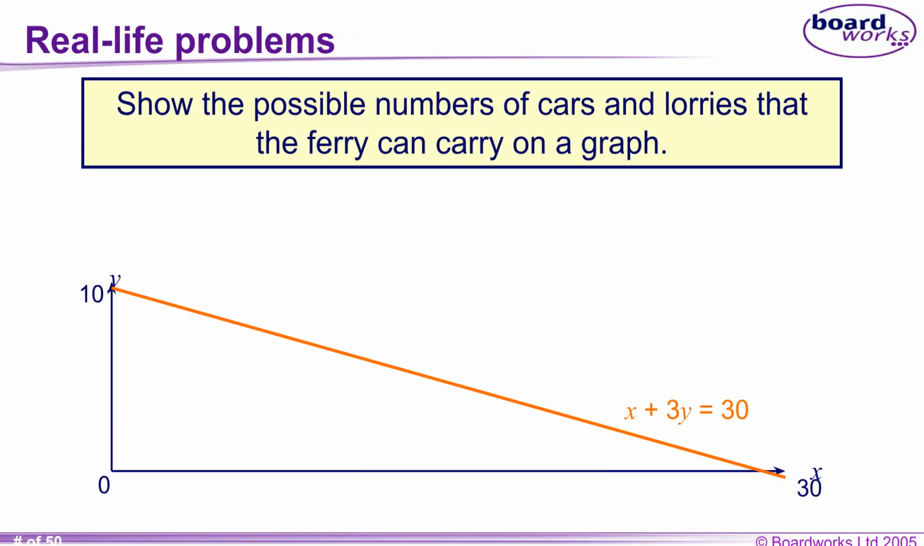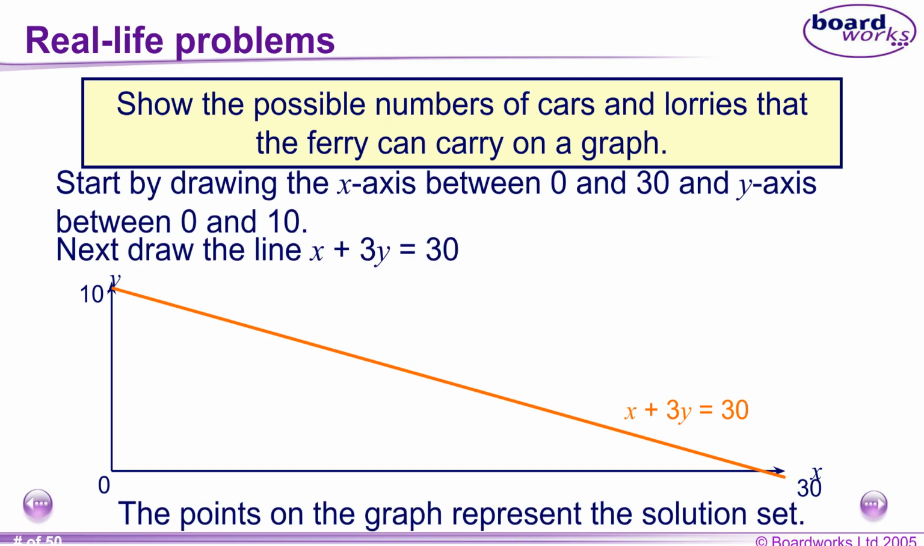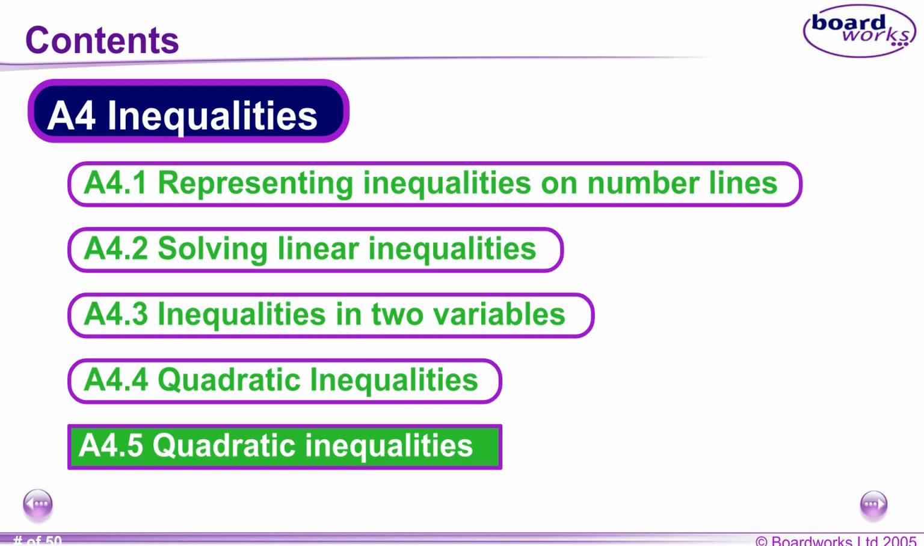To graph the possible numbers of cars and lorries, we draw the line x + 3y = 30 within the axes range of 0 to 30 for x and 0 to 10 for y. The points on the graph represent the solution set, which is a finite set of points because the number of vehicles must be whole, positive numbers. We are now moving on to the final section of this video, covering quadratic inequalities.